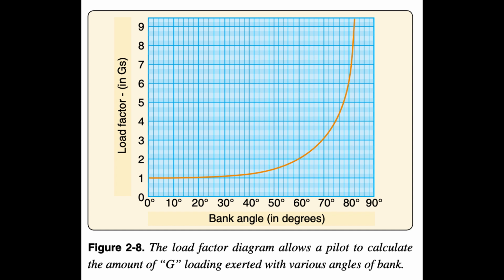To overcome this additional load factor, the helicopter must be able to produce more lift. If excess engine power is not available, the helicopter either descends or has to decelerate in order to maintain the same altitude. The load factor and, hence, apparent gross weight increase is relatively small in banks up to 30 degrees.